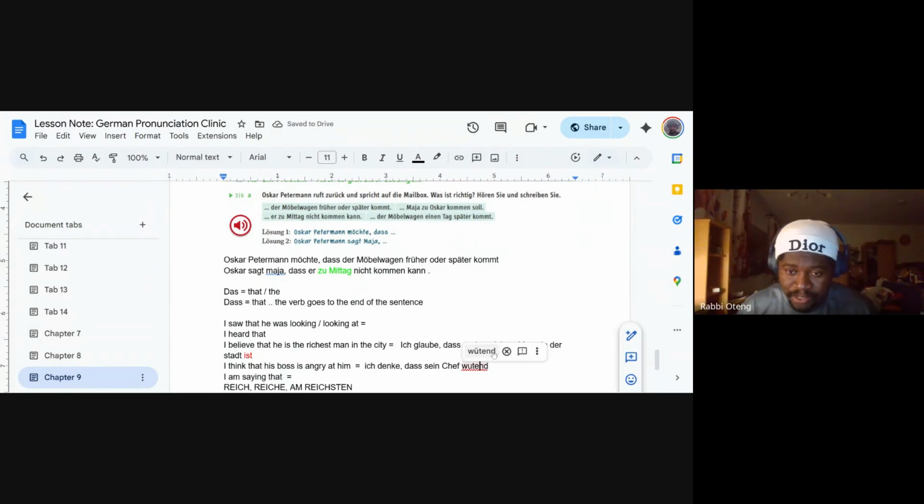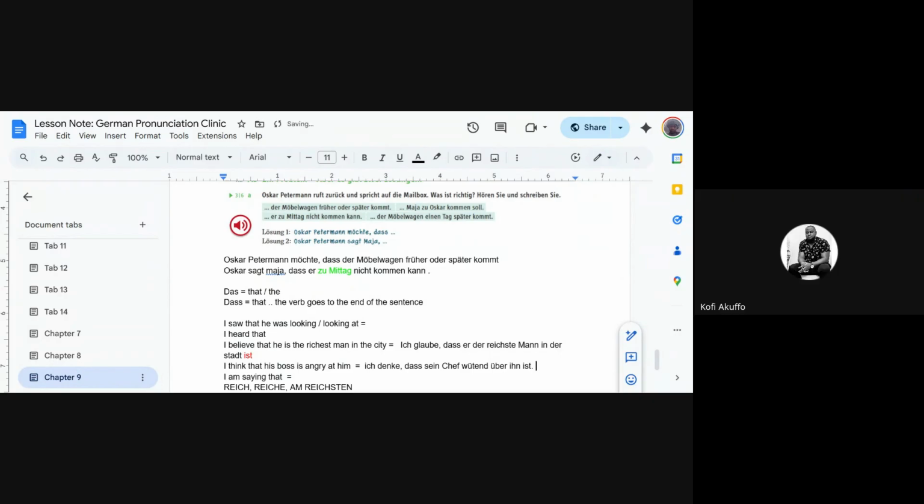Why do they say wütend über ihn? Okay, über ihn, because über is what, an accusative preposition. It's a two-way preposition, but in this context we use über with the accusative. Über is always accusative. Ich denke, dass sein Chef wütend über ihn ist, or normally, Ich denke, dass sein Chef über ihn wütend ist. Regardless, they are both right.